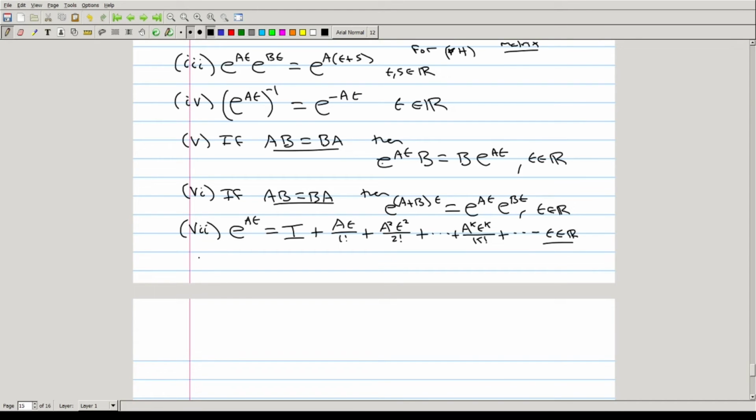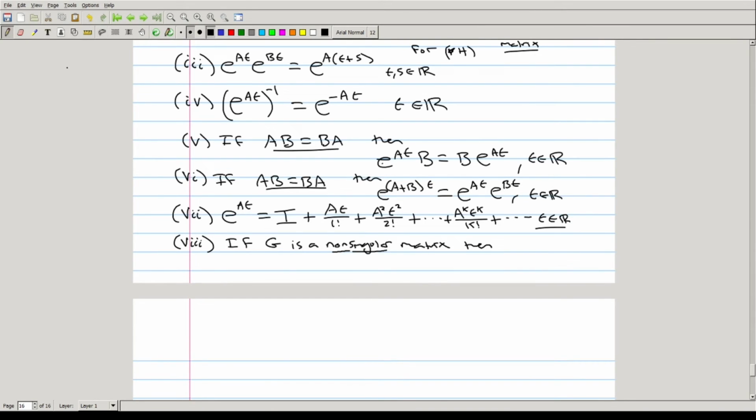And the last property is that if P, and I'll actually use a different letter, if G is a non-singular matrix, then e to the G times A times G inverse is equal to G e to the A times G inverse.